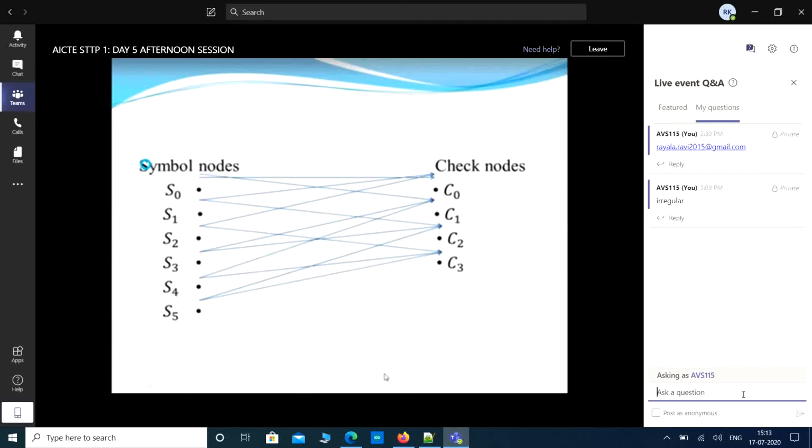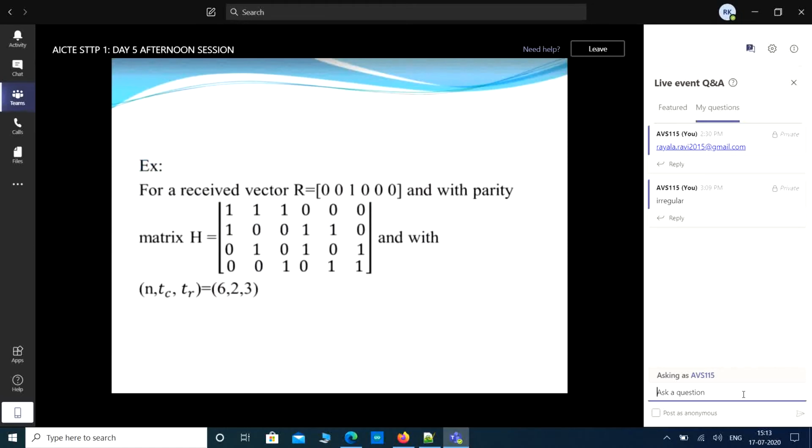It depends upon your parity check matrix. This is very, very important. Suppose this is S0, S1, S2. Each column is called one variable node, and each row is called one check node. So S0, this is the first column, the first bit is S0. S0 is connected to these four check nodes only.